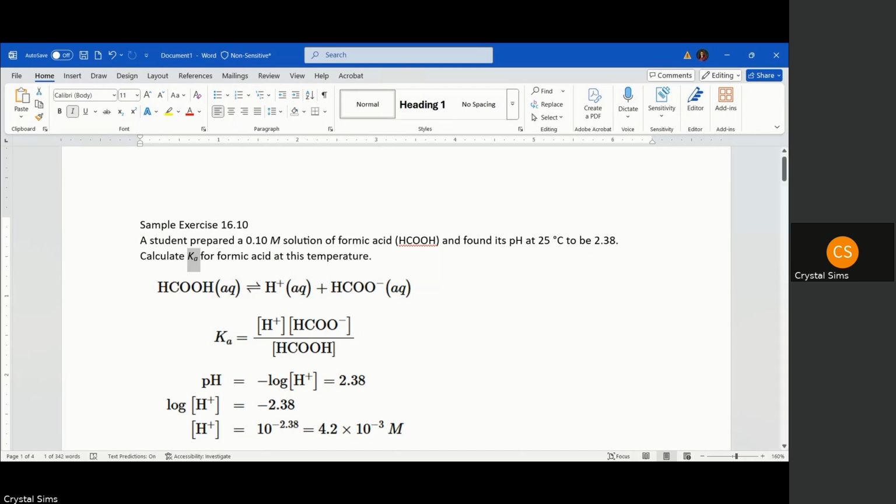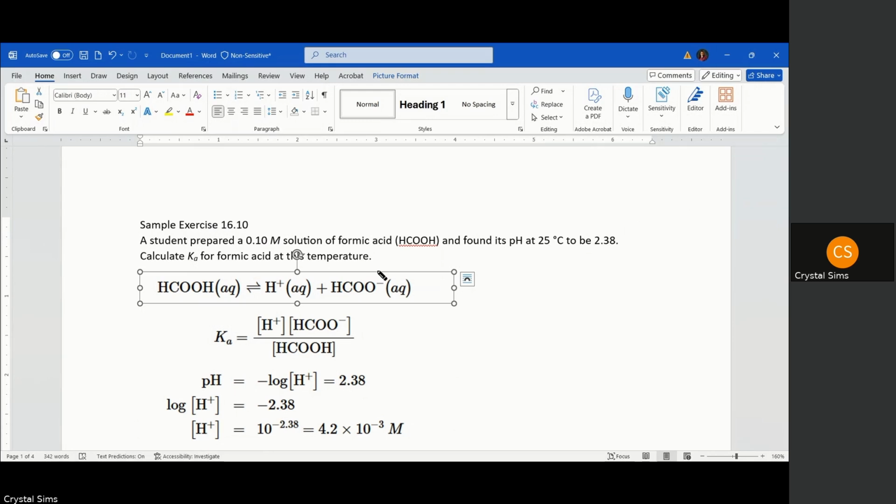So the first thing that we have to do when we are looking at these types of problems is we have to write our equation. This is kind of the same as we were doing looking at the strong acids and bases. So we have the formic acid, and it's going to dissociate into the hydrogen ion and the formate ion here. Okay, so that's going to be our two products.